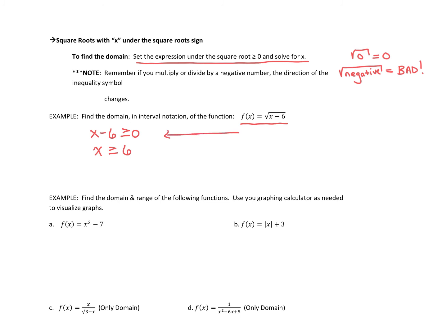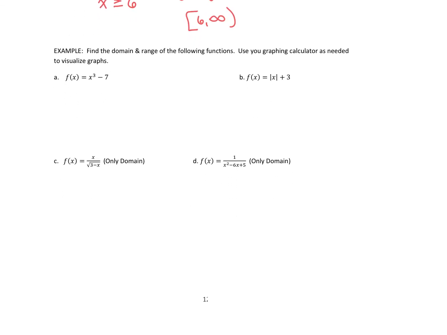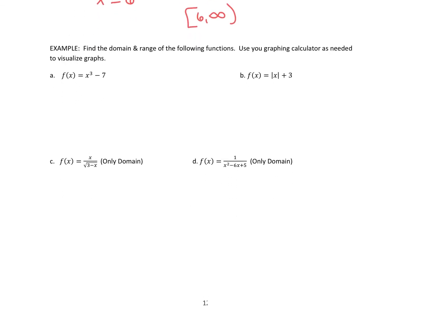So to help us visualize, I'll put this on a number line. We want to be greater than or equal to 6. So our interval notation will be 6 to infinity. So let's take a look at these following examples and find in the first two domain and range, and then we can use our graphing calculator if we need to visualize the graph.